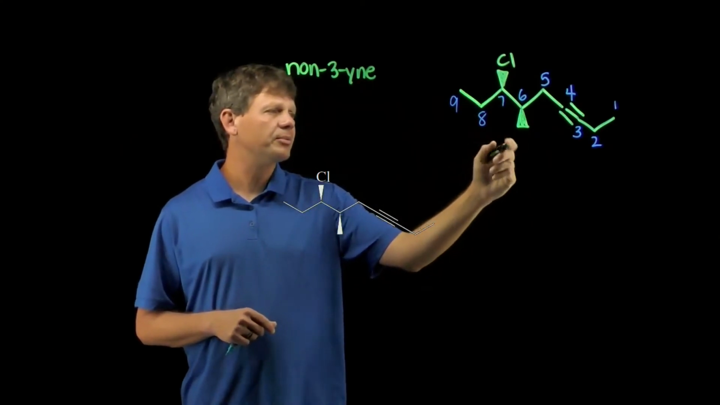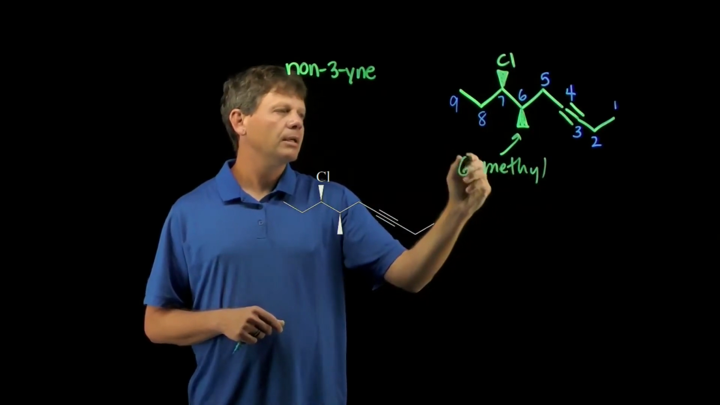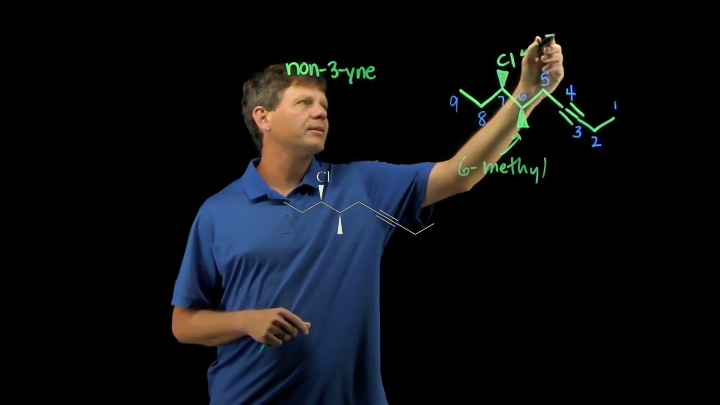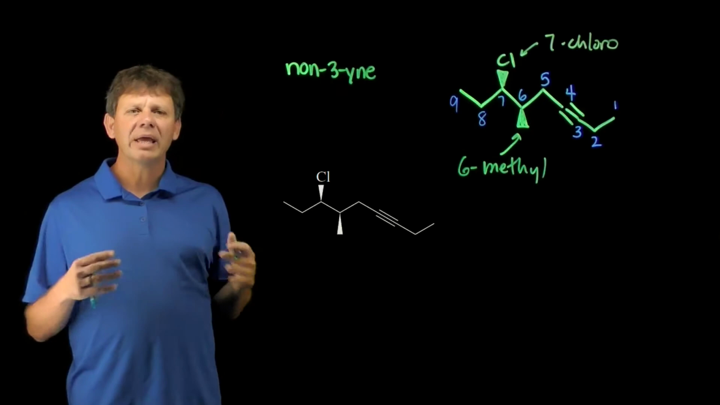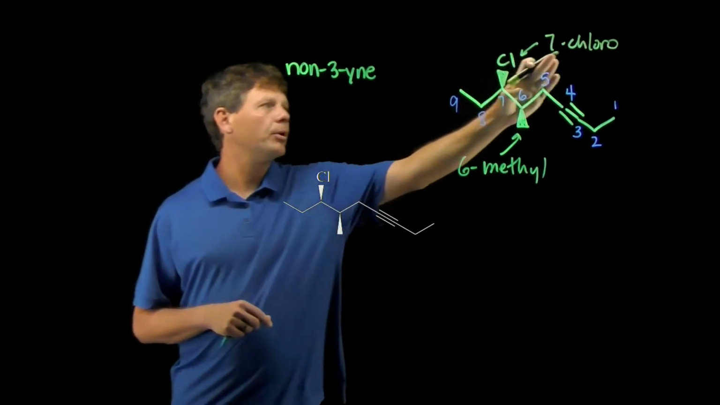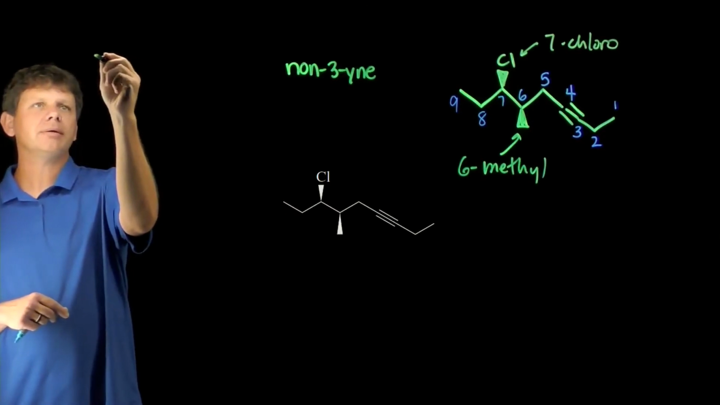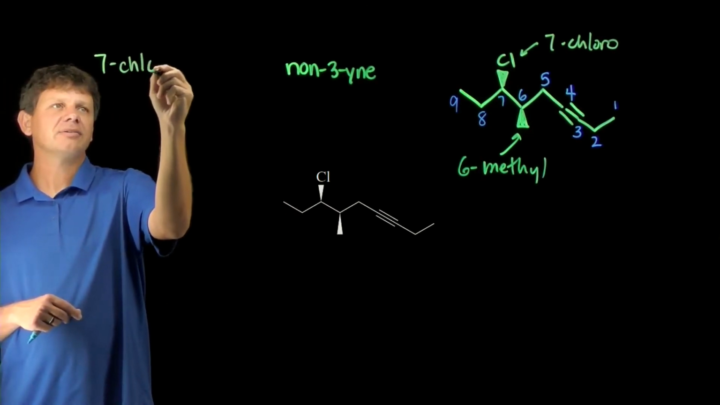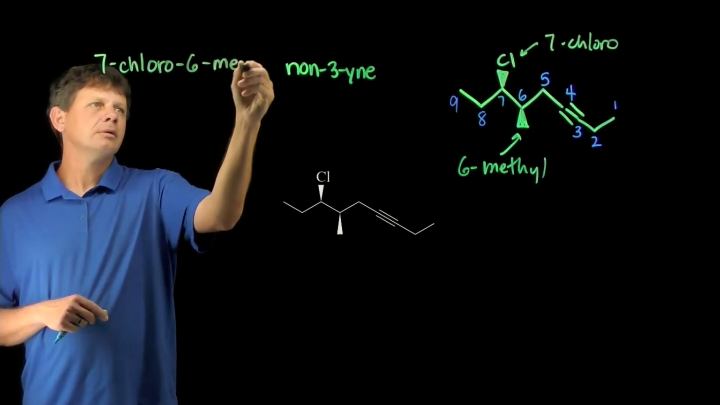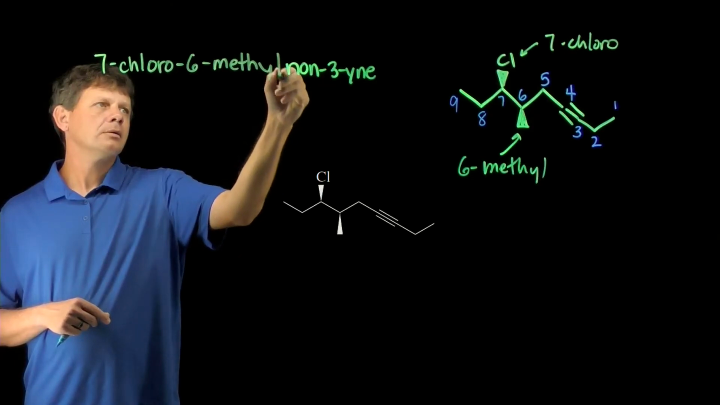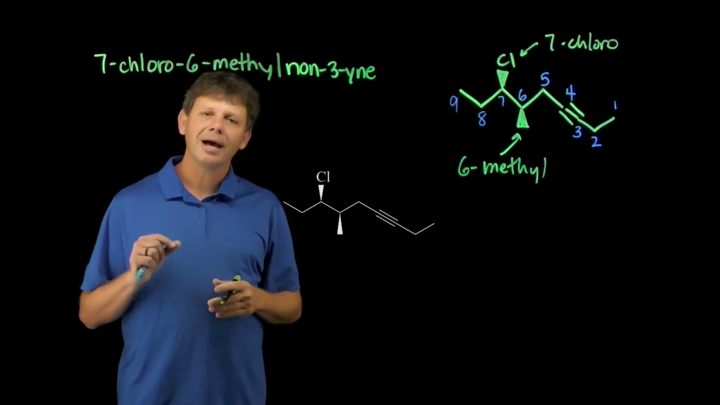We can next look at the substituents. So we have a methyl group at the 6 carbon and a chlorine at the 7 carbon. When we add these to the name, we're going to put the chlorine first because it comes first alphabetically. So the molecule will be, hopefully we can get the space to work out, 7-chloro, 6-methyl, non-3-yne. Are we finished? Not yet.